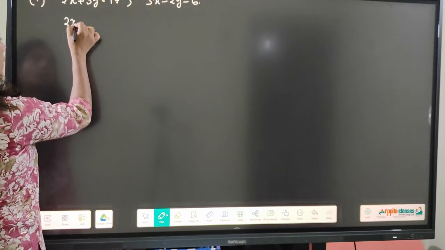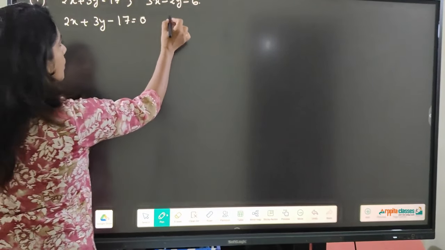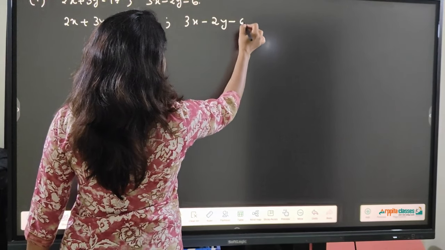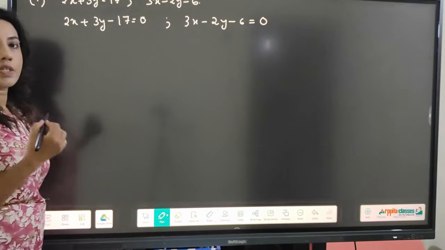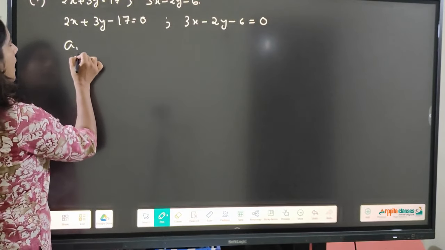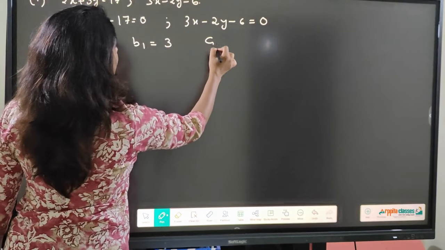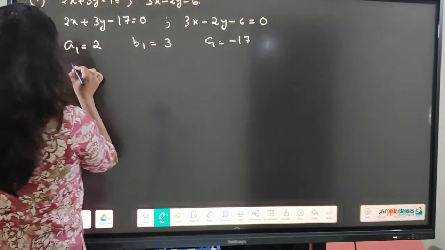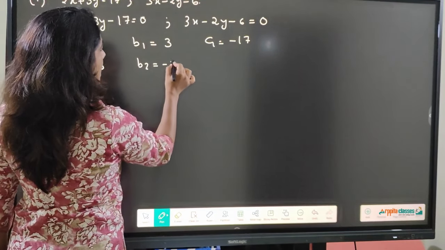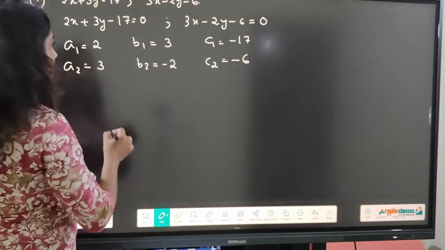So this will be 2x plus 3y minus 17 equal to 0. And this is 3x minus 2y minus 6 is equal to 0. So let us quickly find out our a1, a2, b1, b2 and c1, c2. a1 is 2, b1 is 3, c1 is minus 17, a2 is 3, b2 is minus 2 and c2 is minus 6.